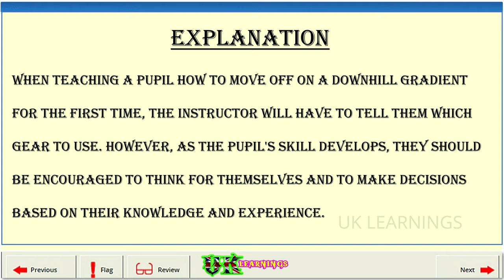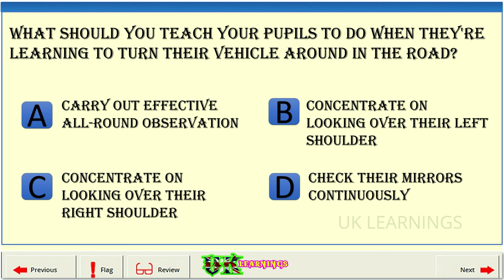What should you teach your pupils to do when they're learning to turn their vehicle around in the road? A. Carry out effective all-round observation. B. Concentrate on looking over their left shoulder. C. Concentrate on looking over their right shoulder. D. Check their mirrors continuously. The correct answer is A.